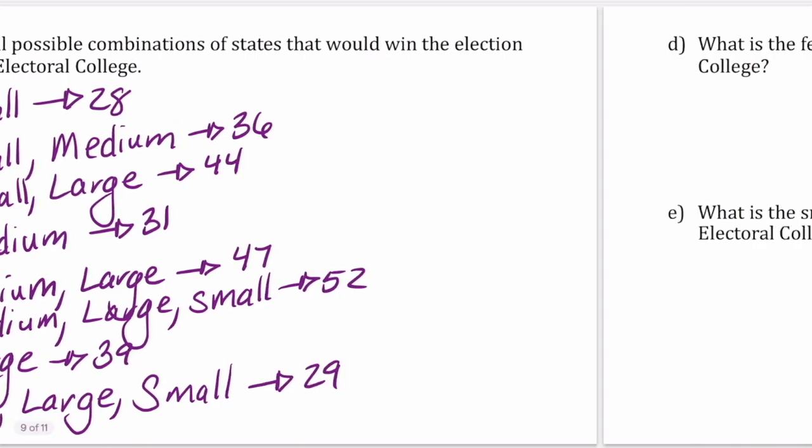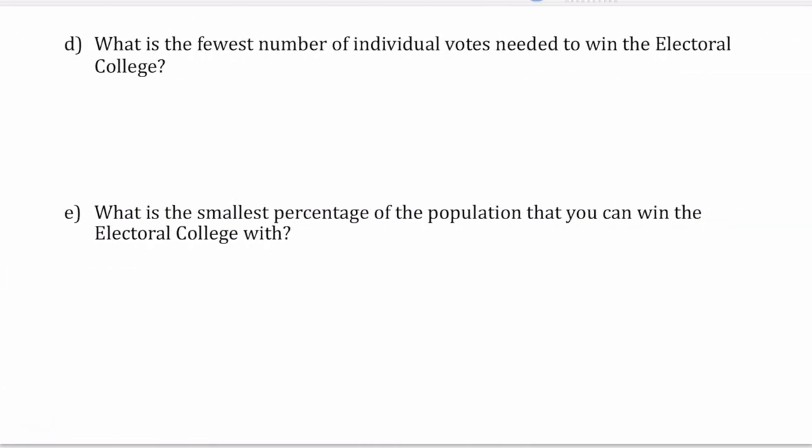D says, what is the fewest number of individual votes needed to win the electoral college? Well, we just saw that the smallest number of electoral votes that would win would be 28. That would be a combination of huge and small voting for a candidate. If we want to know what the fewest number of individual votes we would need, we would want to figure out what is the smallest number of votes a candidate needs for each individual state. Essentially, what would be the smallest majority? What number is needed for a majority?